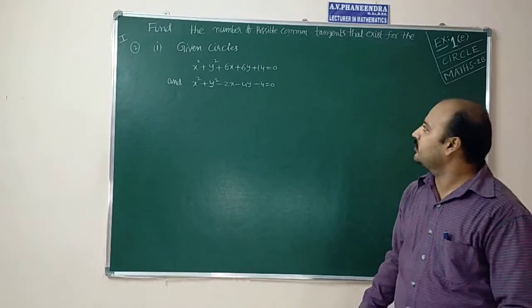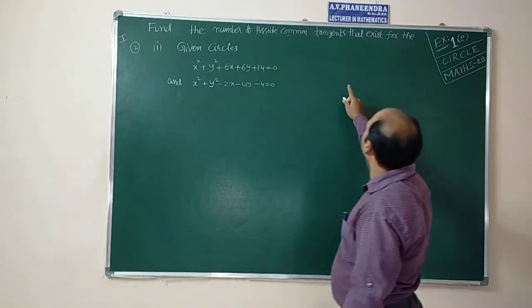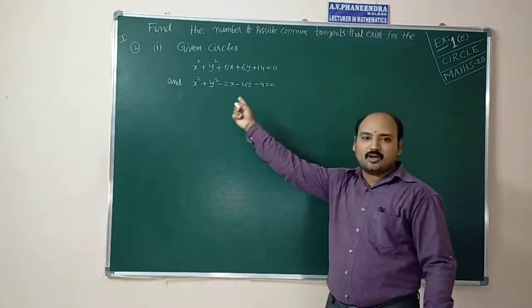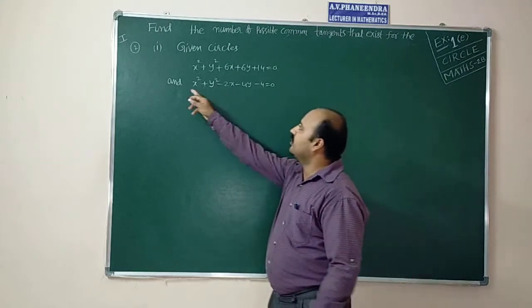Come to the next question. Find the number of possible common tangents that exist for the given pair of circles. So the first question we will take this.